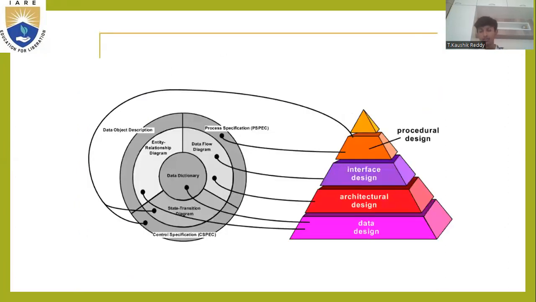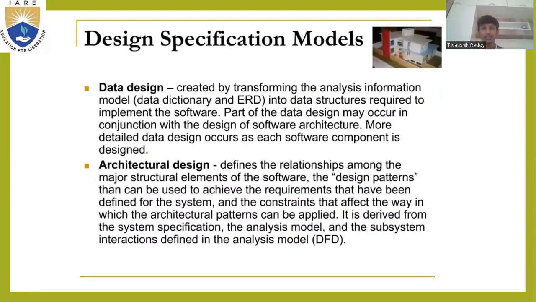So this is the design. First, the procedural design, next the interface design, and the architecture and the data design. First, the data object description, entity relationship diagram, data flow diagram, process specification, data dictionary, state transition diagram, control specification. Design specification models, data design, is created by transforming the analysis information model, data dictionary, and ERD into data structures required in conjunction with the design of software architecture. More detailed data design occurs as each software component is designed.